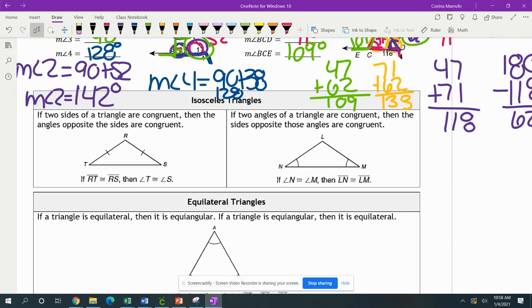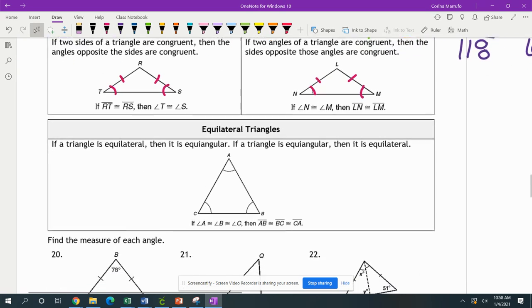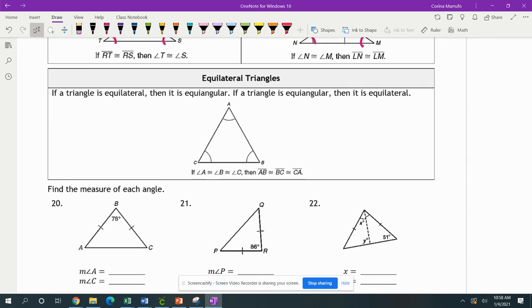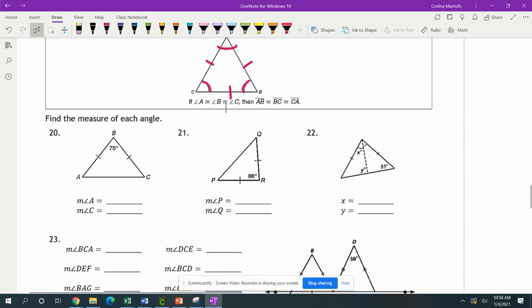Isosceles triangles: if two sides of a triangle are congruent, then the angles opposite the sides are also congruent. So for example here, if they tell you these two sides are the same, then these two base angles are the same, okay? The same goes the opposite way. If they tell you these two angles are the same, then you should automatically assume that those two sides are the same. So we have our equilateral triangle. Whenever all the angles are equal, I think we went over this already, all the sides are also going to be equal.